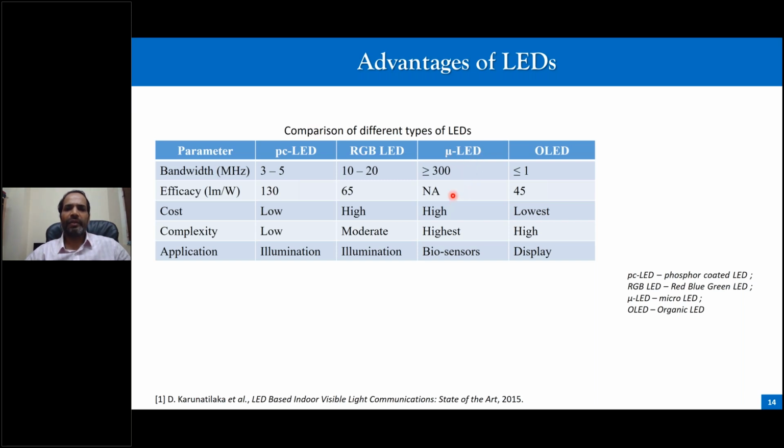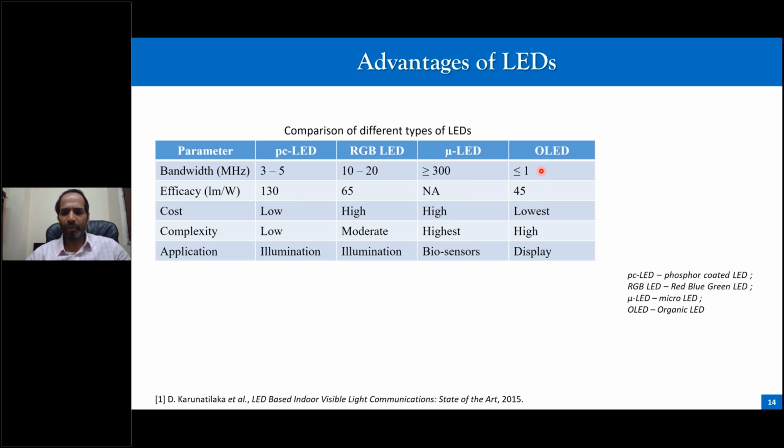But the luminous efficacy of micro LEDs is not great. They have a very poor luminous efficacy, and thus they will not be used for illumination at your homes. They will be used only for biosensors and these kinds of applications. So of course micro LEDs are out of the picture. What remains is typically these organic LEDs, which also have a poor luminous efficacy.